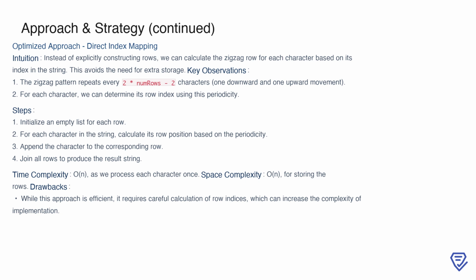Using this periodic structure, we can determine the row index for each character. The process involves creating an empty list for each row, then iterating through the string and calculating the row position for each character based on its index and the periodicity. We then append the character to the appropriate row and, once all characters are placed, join the rows to generate the final result.